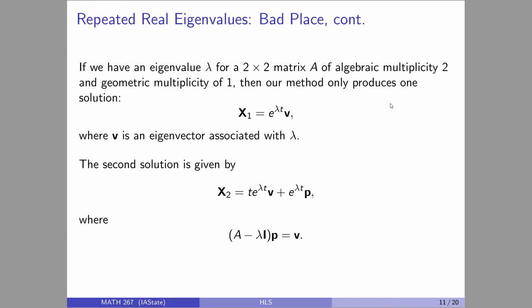Where v, the eigenvector, satisfied A minus lambda I times v equals 0, this p vector satisfies A minus lambda I times p equaling v. P here is actually something called a generalized eigenvector. And speaking of deep lore, this is related to a very famous theorem called the Cayley-Hamilton theorem, which says that matrices have to satisfy the characteristic equation.